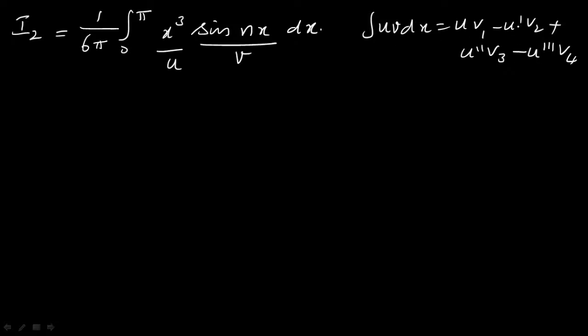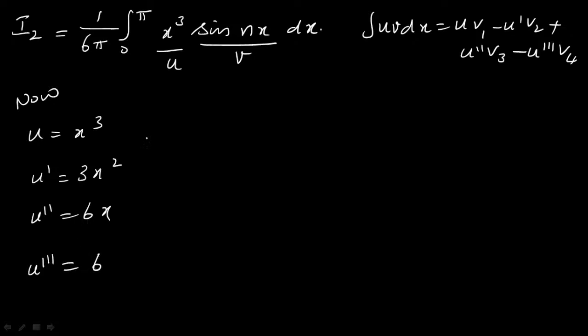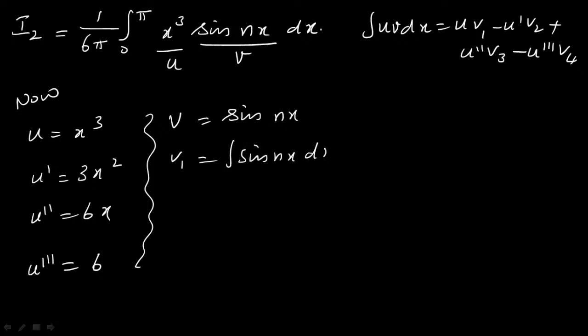Okay, so you calculate u dash, u double dash and u triple dash. So now, what is your u dash? So u is x cube. What is your u dash? 3x square, and u double dash 6x, and u triple dash is 6, isn't it? Next, here v is sine nx. v1 is integral sine nx dx.